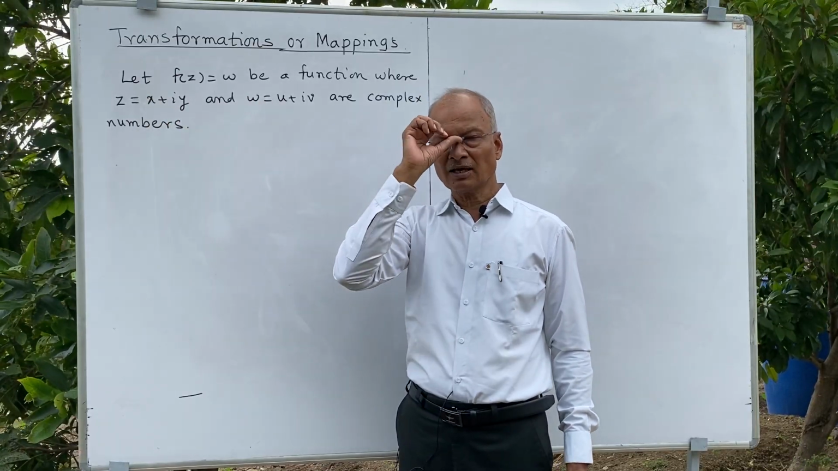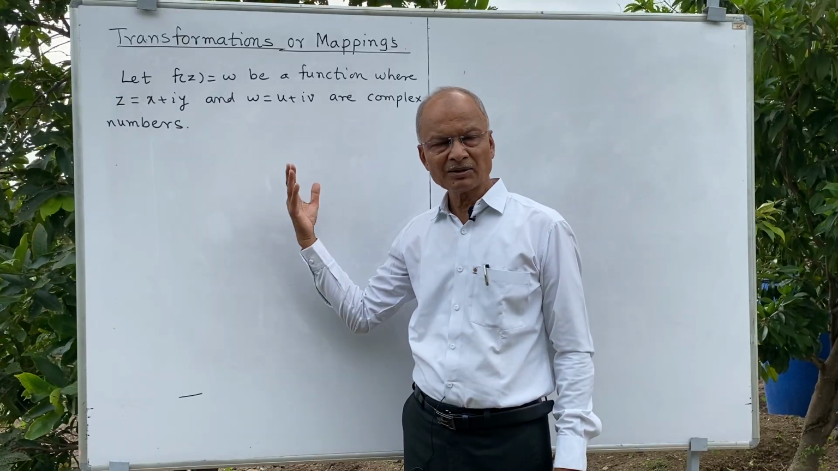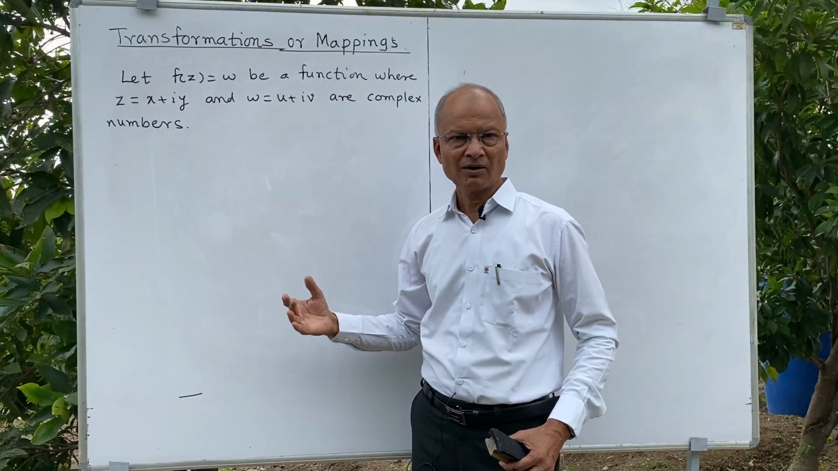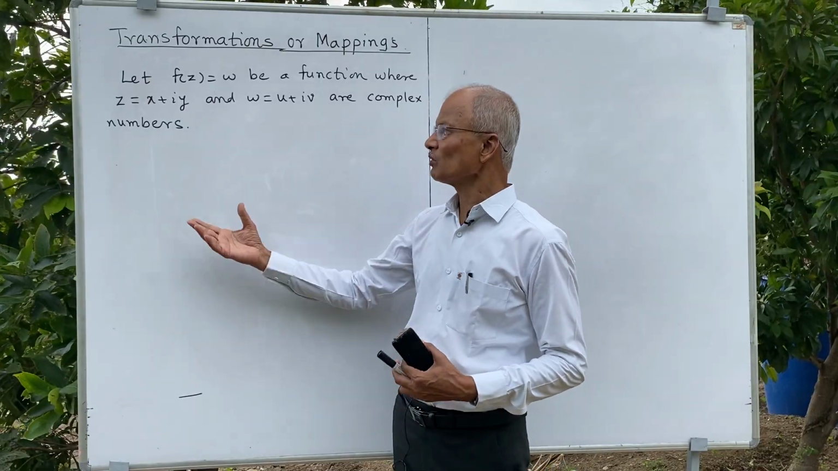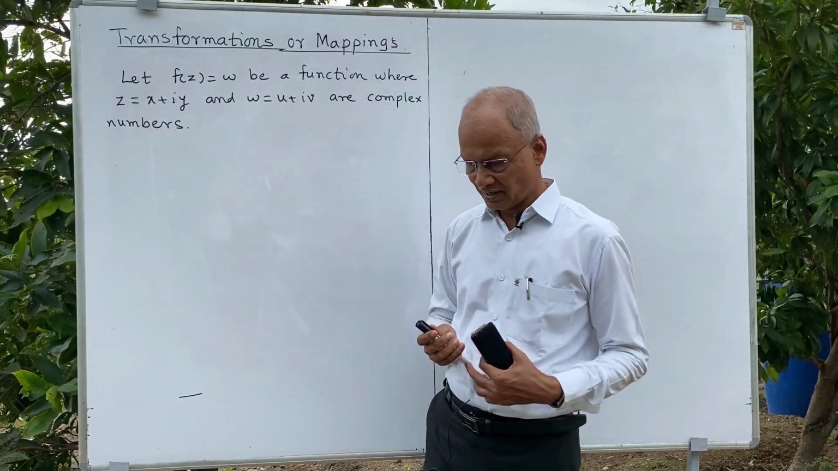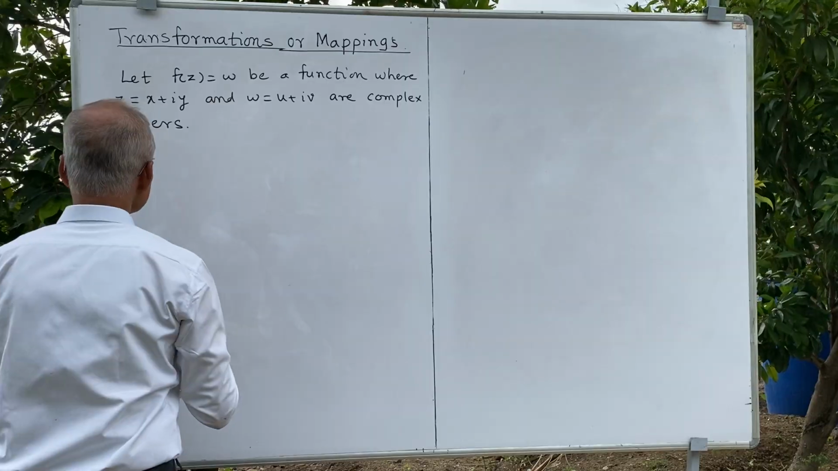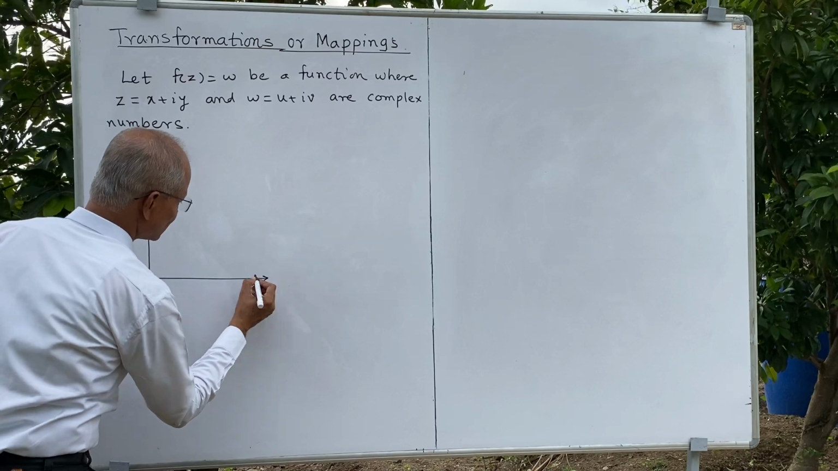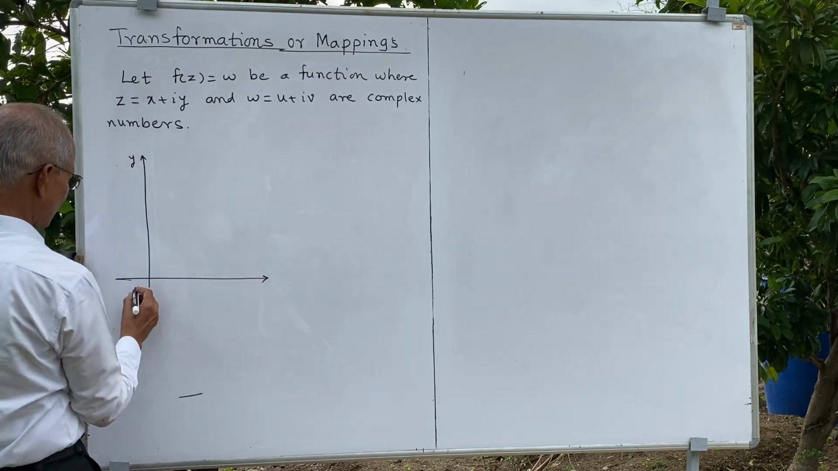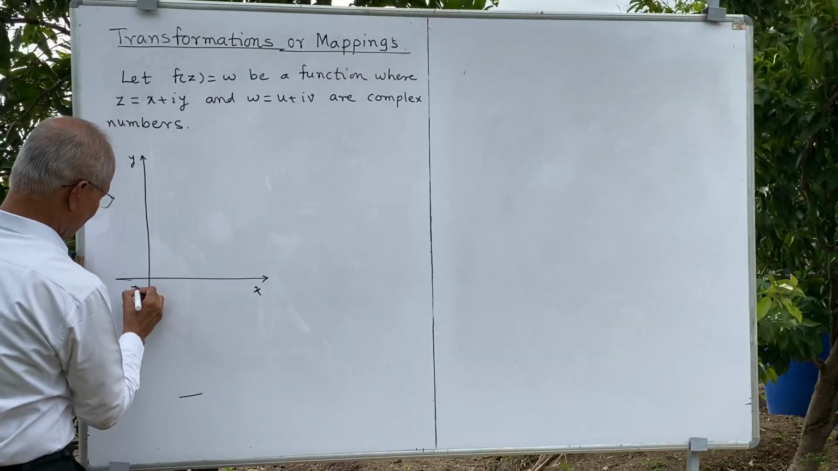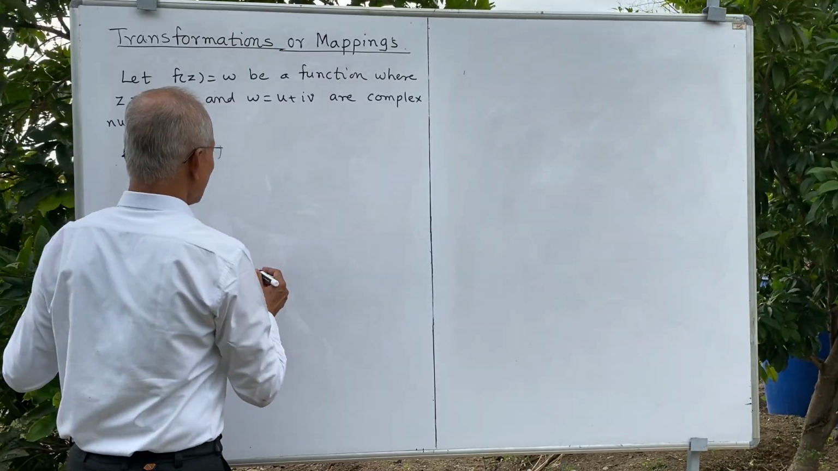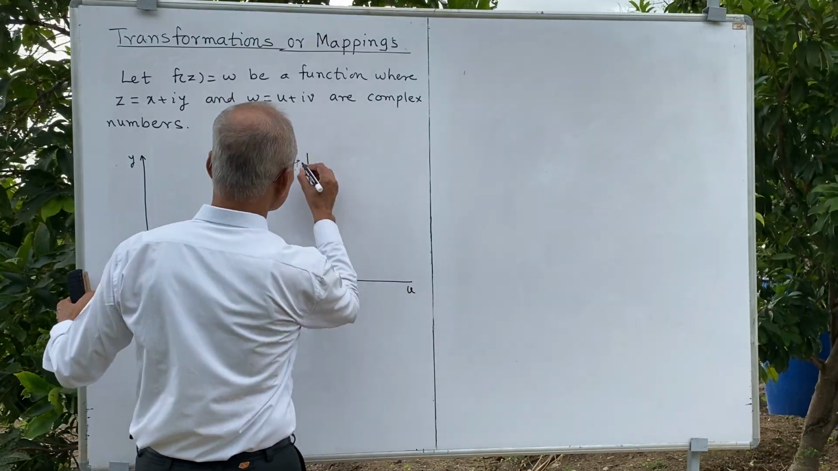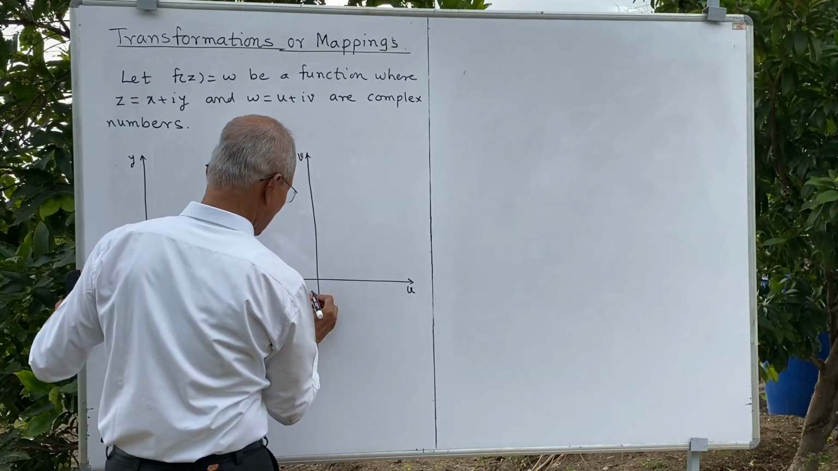To visualize a graph of the function in the same plane, it becomes four dimensional, and therefore it is difficult to visualize in one plane, and thus we shall draw two planes separately, z and w plane. That means we shall consider this as the z plane, with x and y, the xy plane, and this we shall consider as the w plane, that is uv.